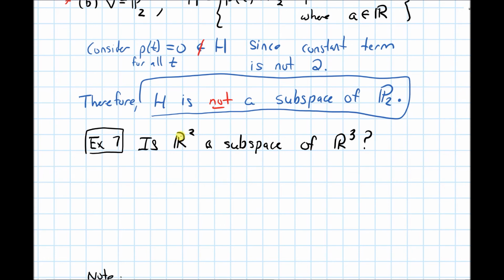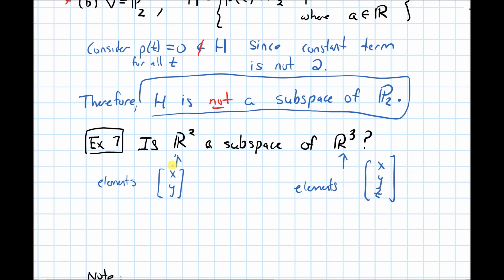At first glance, it seems like this is a pretty reasonable statement. R2 is, in some sense, a two-dimensional thing. It's a two-dimensional plane. Is that going to be a subspace of R3? The elements of R2 look like this. They're vectors with two entries. I'm just going to call them X and Y. But what do the elements in R3 look like? The elements in R3 have three entries, X, Y, and Z.